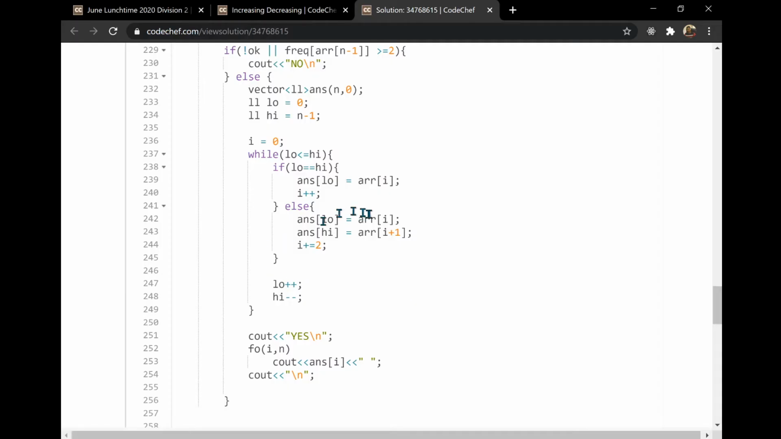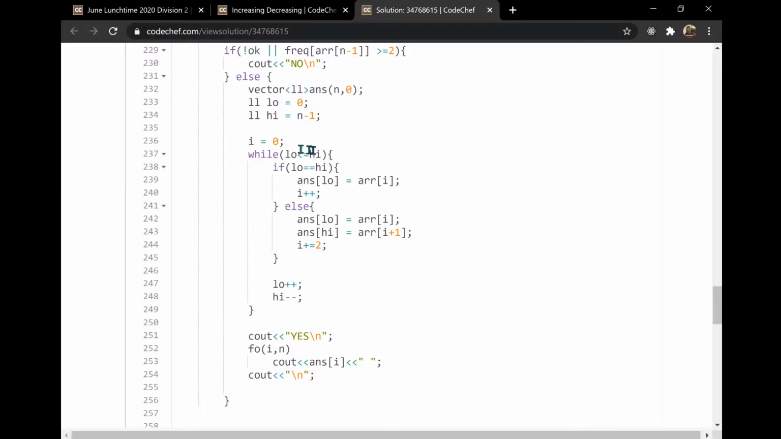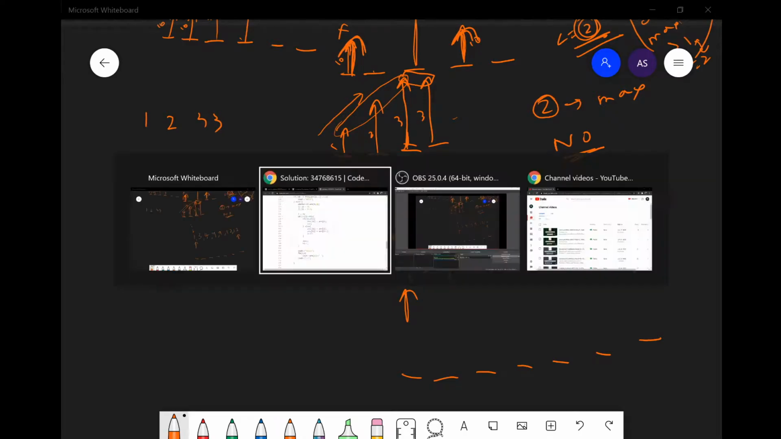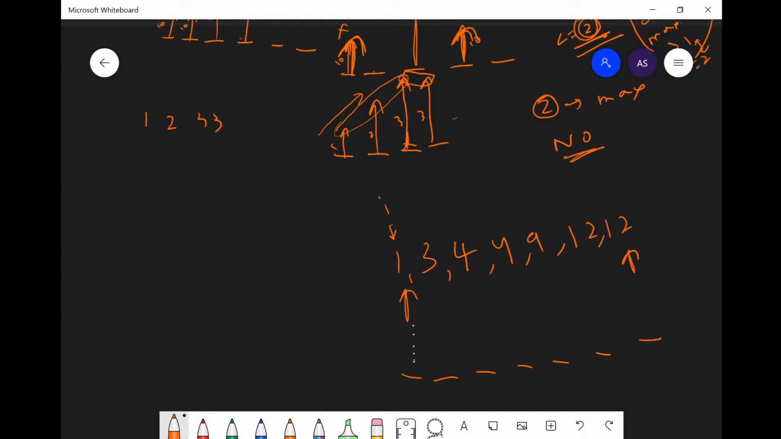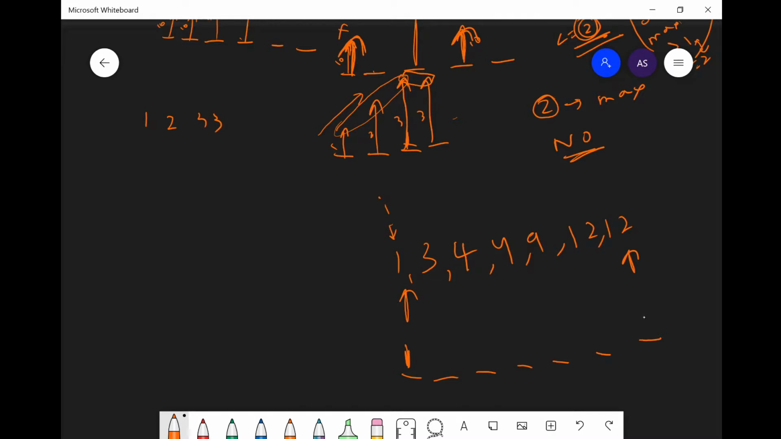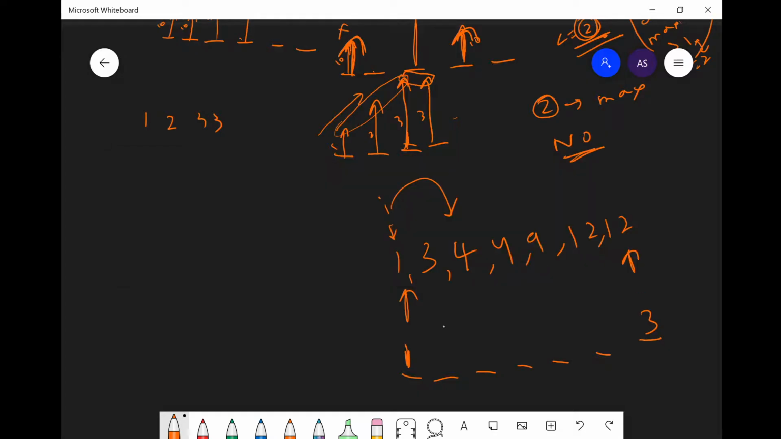Now we are maintaining two variables, high and low. So low is here, high is here, and for the answer we are allocating memory of the same size as this, and we go till high is less than low, and we are also maintaining an I variable which is at 0. Firstly we place 1 here, and then the I plus 1th element at high here, so 3 would be coming here. And then we are moving I to I plus 2.